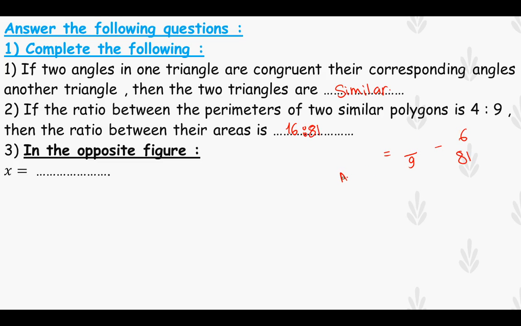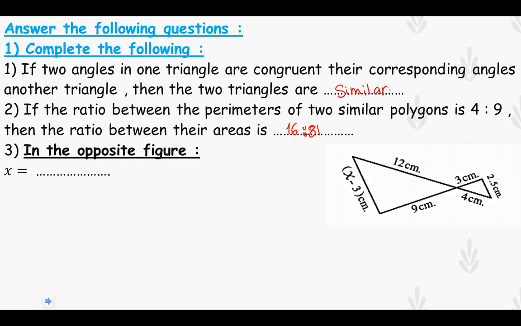Okay. Example 3. In the opposite figure, x equals blank. This is the opposite figure and we want to find the value of x.